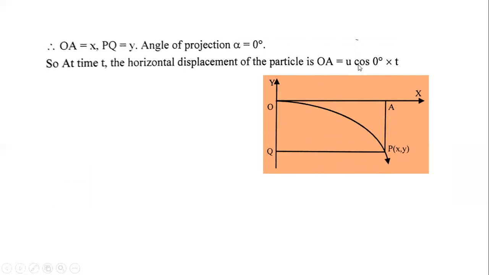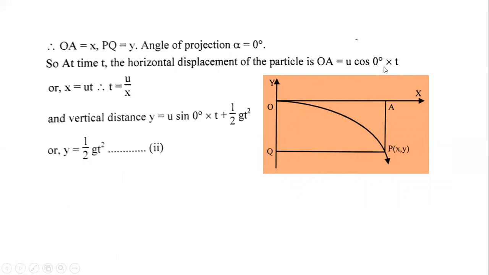OA equals u cos 0 degree into t, because the particle is projected at the angle 0 degree. Boys, you know cos 0 degree is 1. So 1 into u into t, that means ut. Here the distance OA equals x. So from this we get t equals x by u.